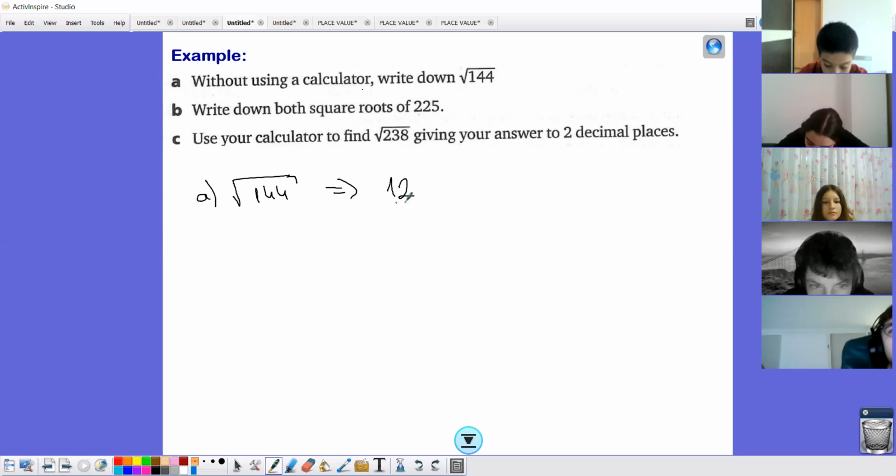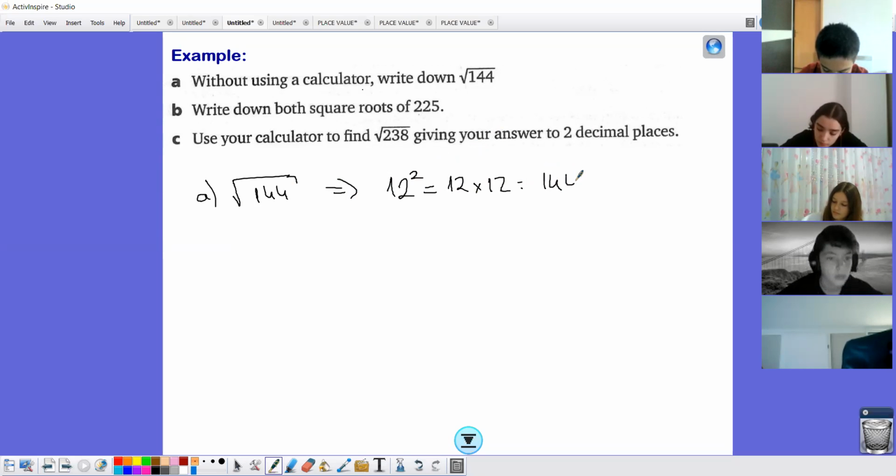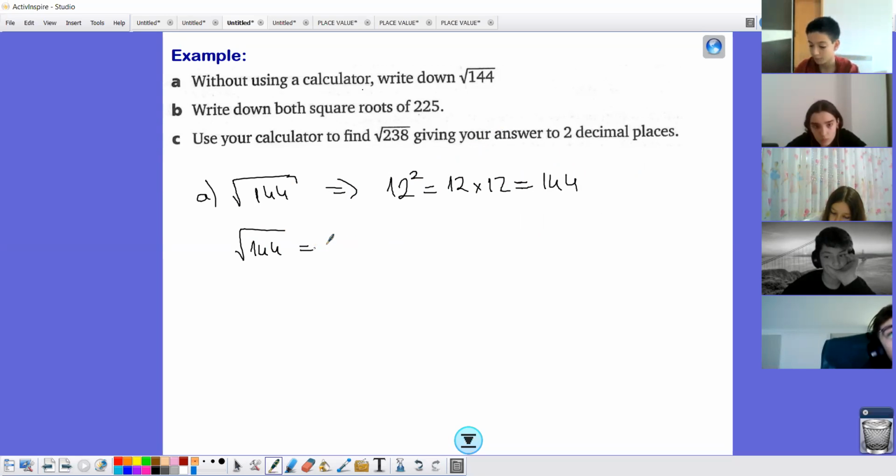Now, if we know that 12 square, which is 12 times 12, is 144. We studied this, we found this, and we know this, and we say directly that the square root of 144 is equal to 12.